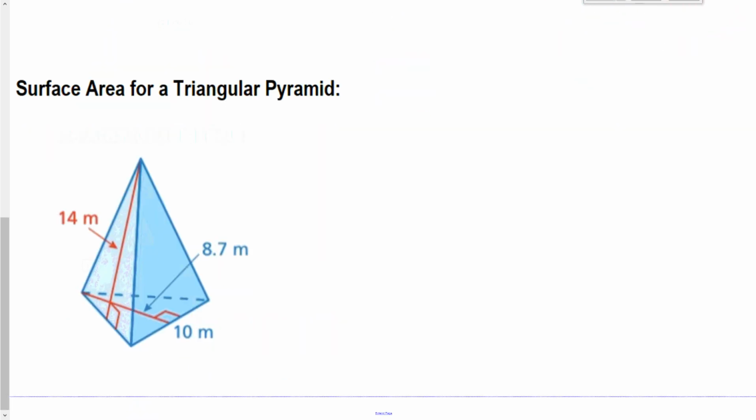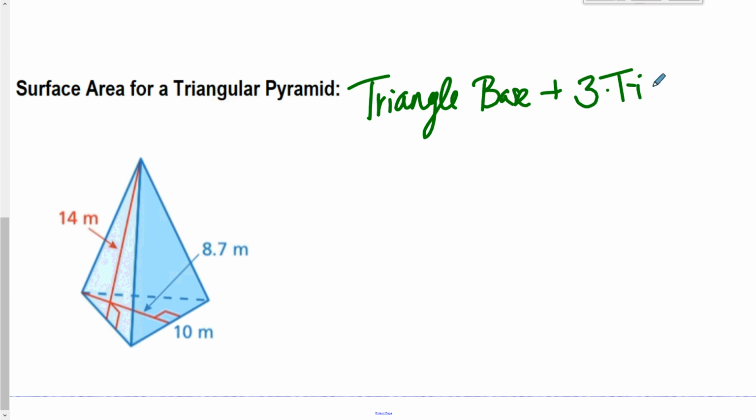Now a triangular pyramid, it's called triangular because the base is a triangle. So I have a triangle base, and then I have 3 sides that are also triangles. One thing though is they may not be the same triangles; the base triangle may not be the same as the sides. And this one's going to be really important to make sure you know everything. And this base is an equilateral triangle.